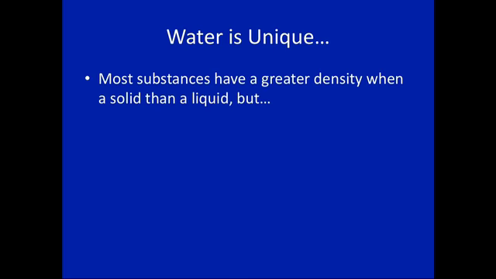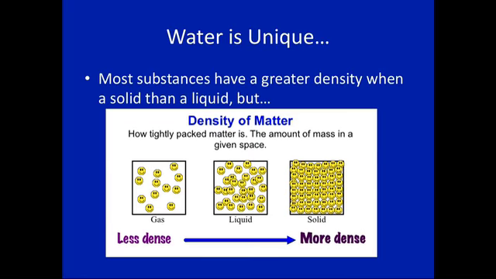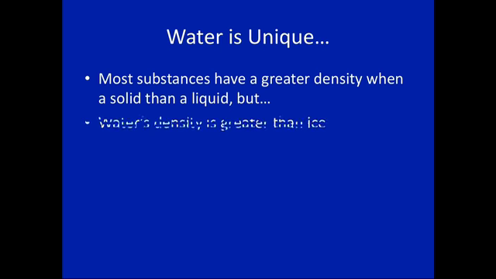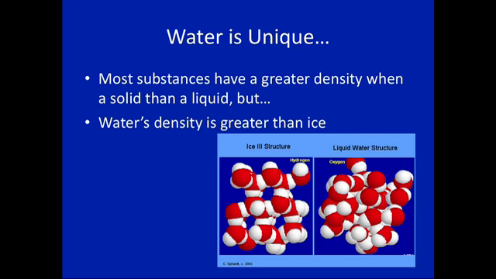It's pretty unique. Most substances, for example, have a greater density when solid than when liquid, but water is a little bit different. So here is typical matter: gas is spread out, liquid is a little bit closer, and solid is really packed. So solid should be the most dense. But we know that ice floats, so that's not true with water. Water's density is greater than ice. This diagram shows you why the liquid is packed in tighter than the ice. The ice creates spaces, and that's pretty unusual.